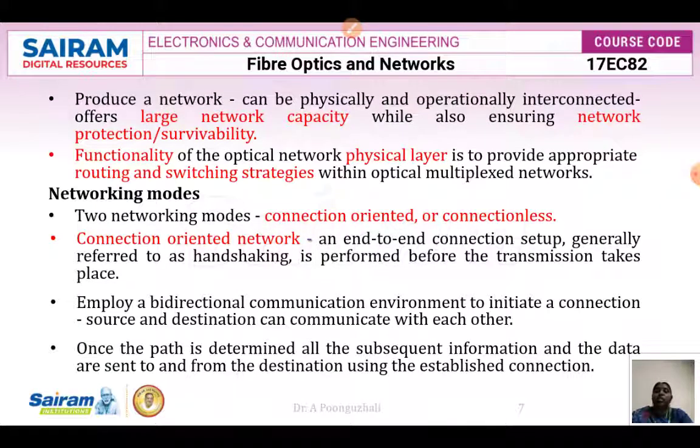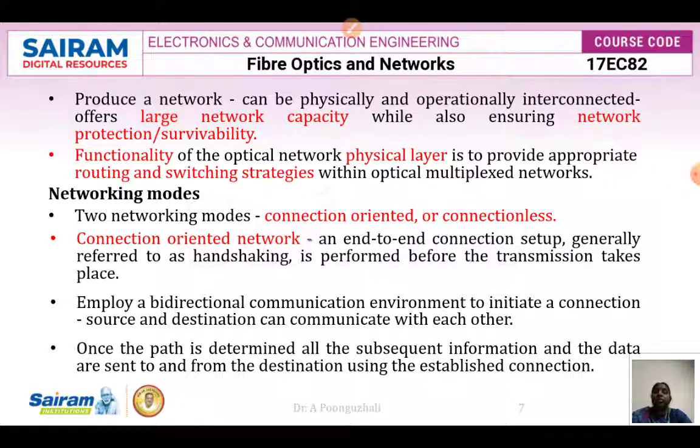Here we produce a network that can be physically and operationally interconnected, so that it can provide a large network capacity and also ensure network protection or survivability. Basically, the function of the optical network physical layer is to provide the necessary routing and switching strategies within the optical multiplex network.